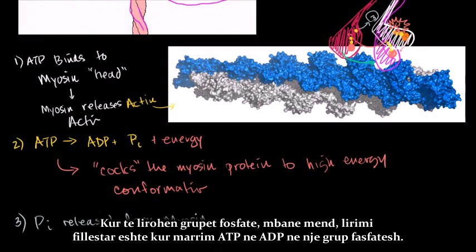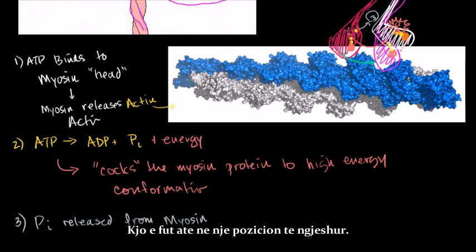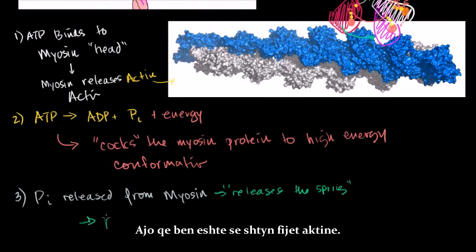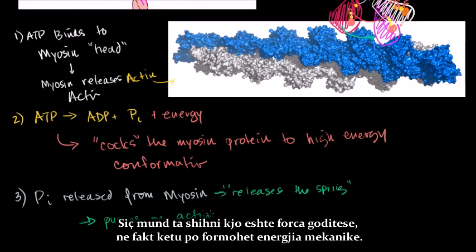So when the phosphate group is actually released, remember, the original release is when you take ATP to ADP and a phosphate. That put it in this spring-loaded position. When the phosphate releases, it releases the spring. And what that does is it pushes on the actin filament. So you could view this as the power stroke. We're actually creating mechanical energy.